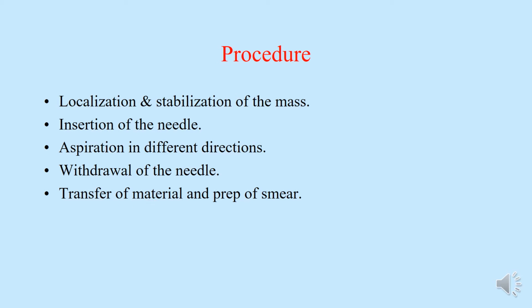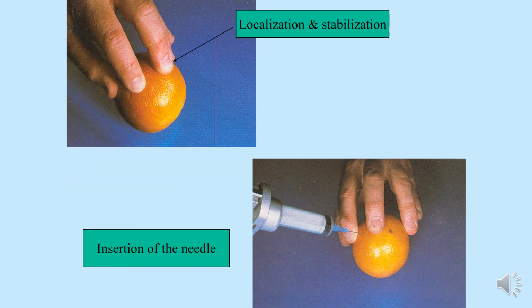Okay, so I will explain to you in the following slides. Right, so for easy understanding, these are pictures from a textbook. All right, and here the image that is shown is that of a fruit, an orange, very commonly available fruit. And when you say localization and stabilization, this is what it means. Basically, you hold your finger, you use your hand to stabilize the lesion so that it doesn't move during the procedure.